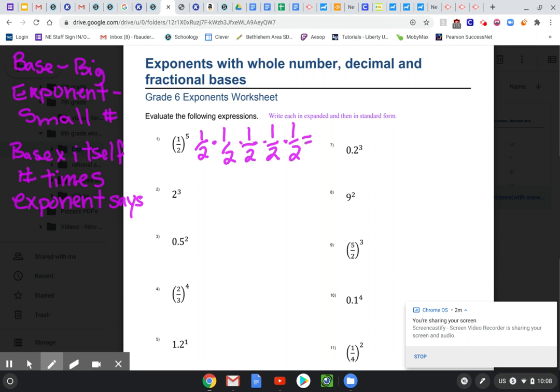Now, 1 times 1 is going to give me 1, and then times the next one is going to give me 1, and times the next one is going to give me 1, and times the next one is going to give me 1. So I know the top of my fraction is going to be 1. But what I need to determine is what is going to be the bottom of my fraction.